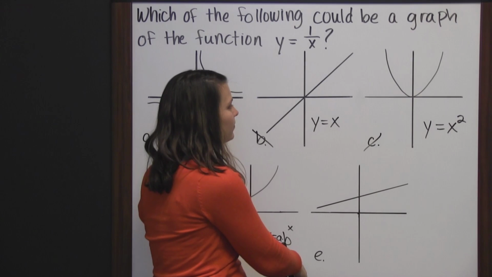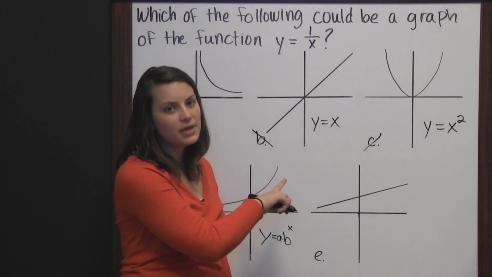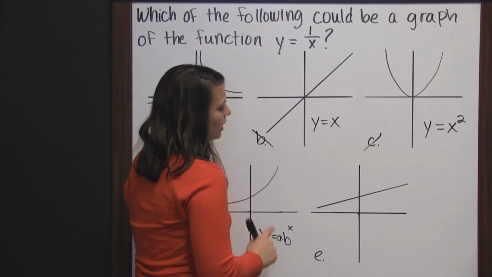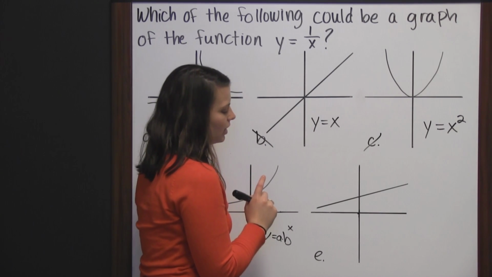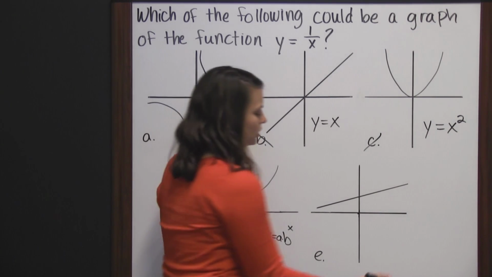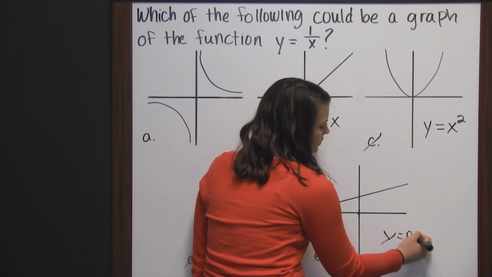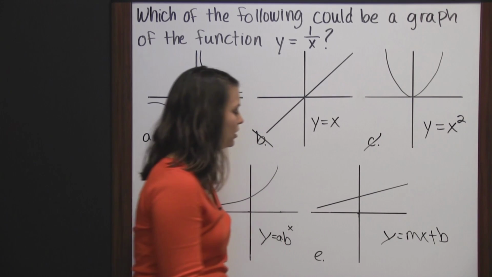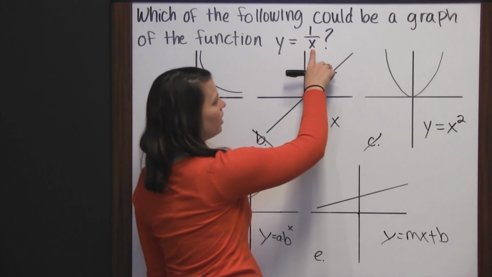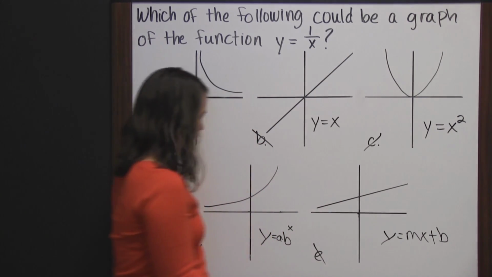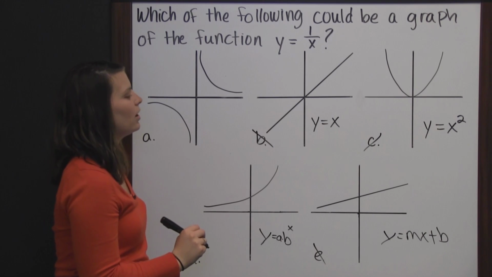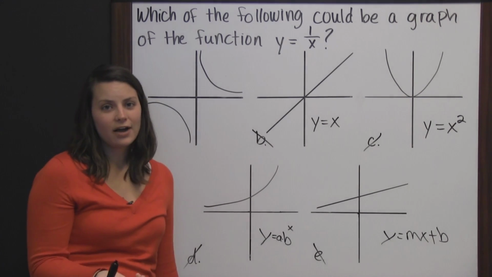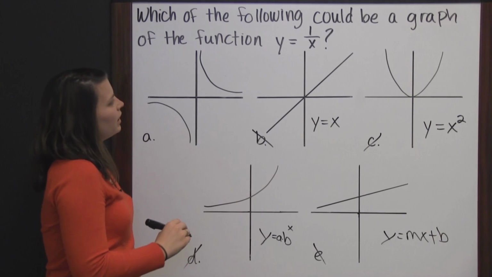And then on E, this is very similar to B. It's another linear function. It graphs a line. It's not the parent function this time, but it's still a linear function. So it's in this form, y equals mx plus b. So still, with a linear function, our x is not in the denominator like our rational function. So that one's out as well. Which means we're left with A, which is the graph of a rational function.